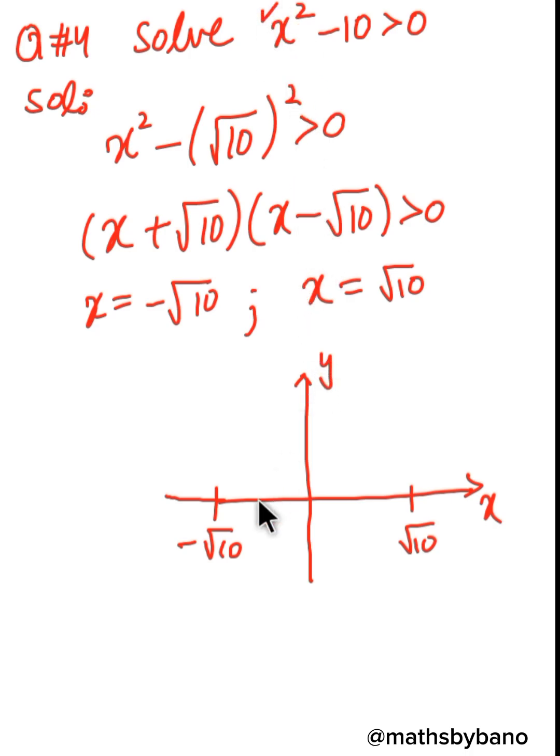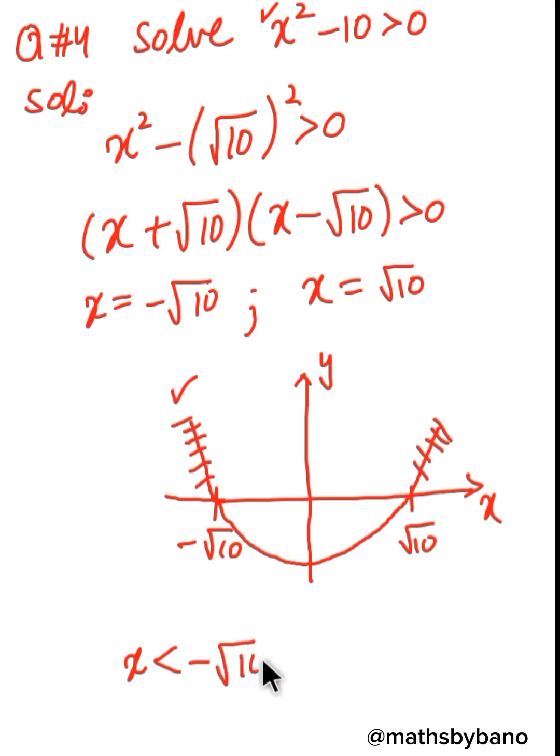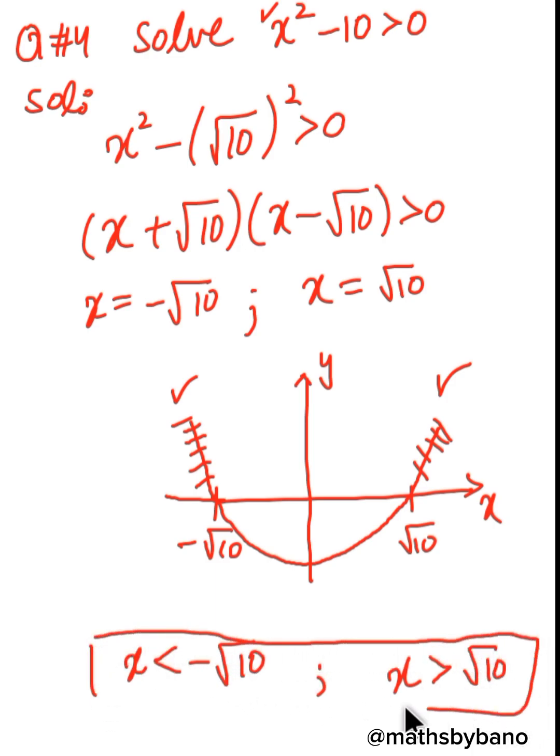Since coefficient of x square is positive, so the graph is a happy face parabola. And since the inequality says greater than 0, this means that we need to shade the region which is above the x-axis. So this is the region and this is the region. For this part of the region, the inequality is x is less than minus square root of 10, and for this part of the region, the inequality is x is greater than square root of 10. So these both are the answers of this question.